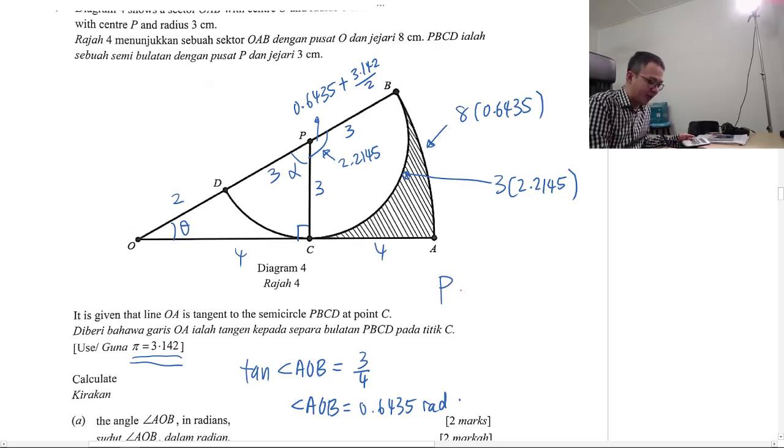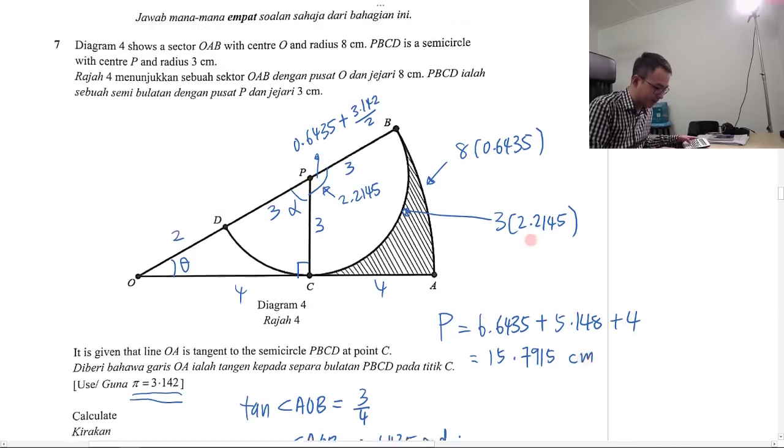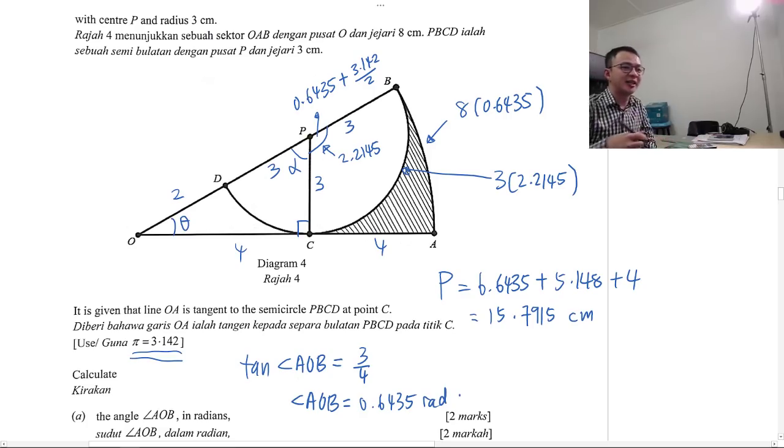Alright, then I can get the perimeter of the shaded region, adding all the values here. The BC should be 6.6435, plus 8 multiply 0.6435, and then I get the second value 5.148, and then the last one is 4, right? Plus 4 plus 6.6435. So your perimeter should be 15.7915 in cm, I guess. So this is how I get the perimeter. Basically, I just solve one by one.